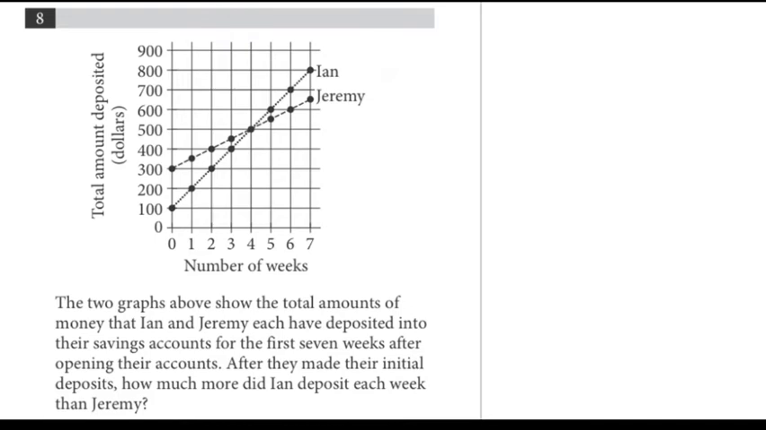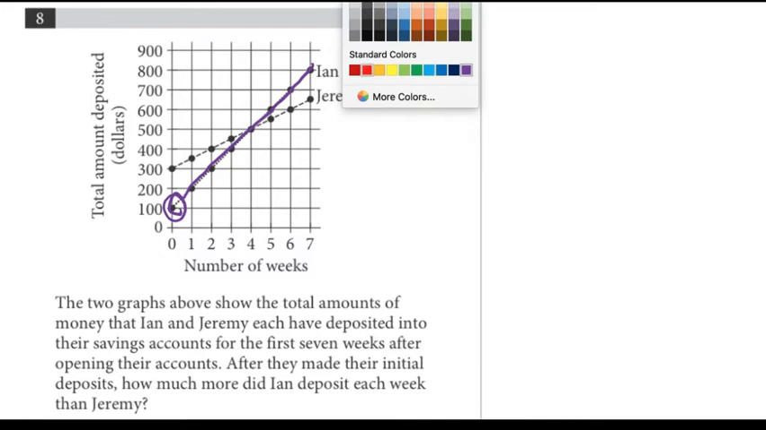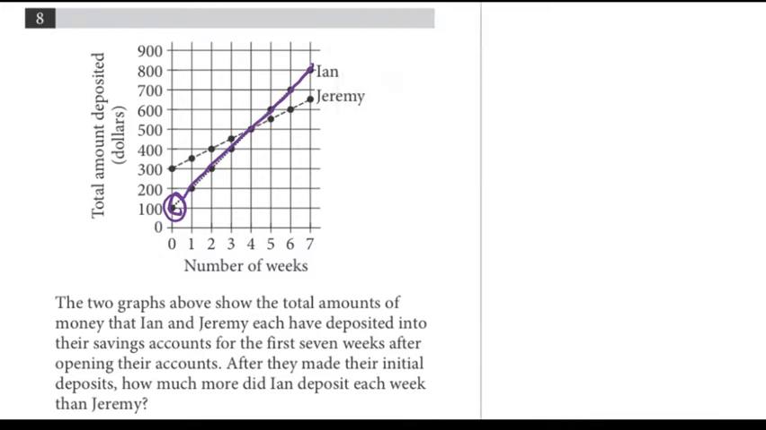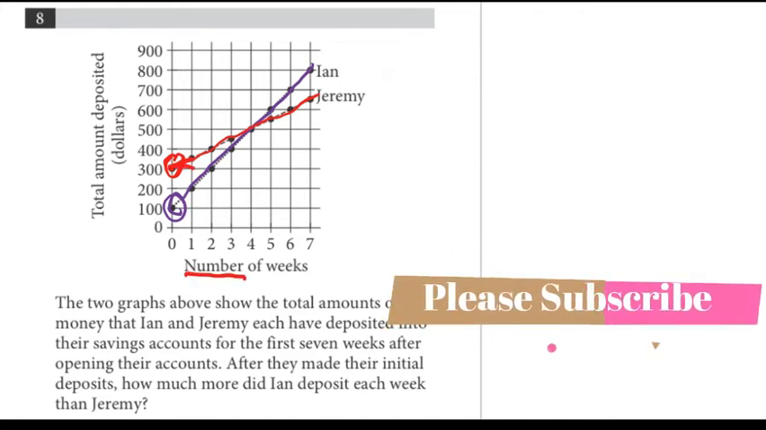The initial amount here, this is the Ian line here in purple, and the Jeremy line in red. Jeremy starts at 300. Ian starts at 100. The increase for Jeremy, every time we go up a week here, the x-axis is the number of weeks. Every time we go up 1 week, this looks like halfway between the lines. So two of those, so each one is 50. So Jeremy increases $50 per week.